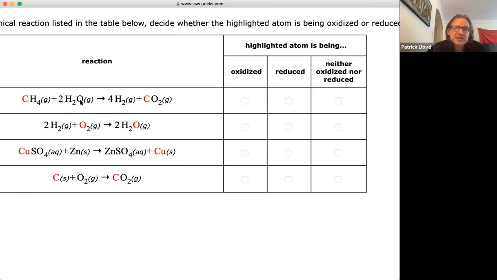The hydrogen, which is +1 here, is becoming 0 here. So it's gaining electrons. The hydrogen is getting reduced. Okay. So one substance gets oxidized, loses electrons, becomes more positive. The other substance gains electrons, becomes more negative, and that's reduction. Oxidation, reduction, redox. Okay.